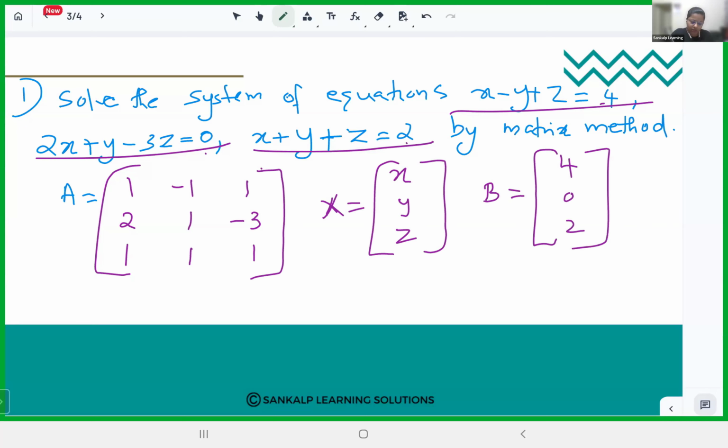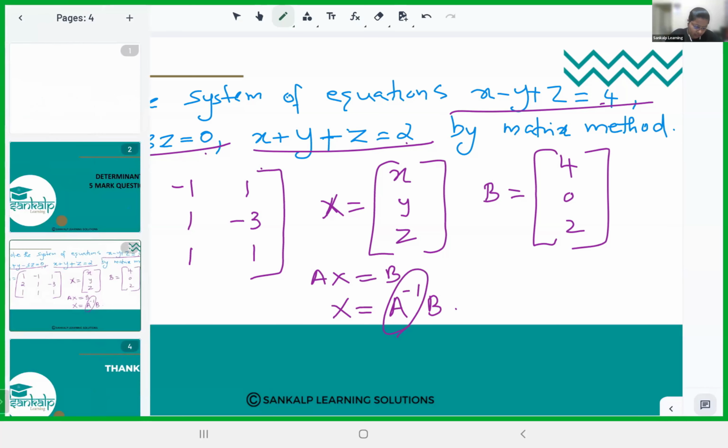Okay, so we have now converted the system of equations into AX equal to B. And from this, you will find out X by A inverse B. So first, we have to find out A inverse, right? So for that, what is the first step? In order to find inverse of a matrix, first we need to find out its determinant, right? So determinant of A is equal to, and what was A? A is equal to 1, -1, 1, 2, 1, -3, 1, 1, 1.